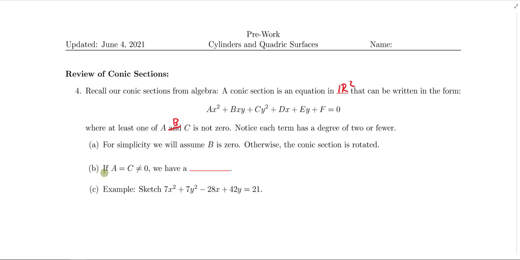So let's look at the case where a and c are equal to one another and not both 0. Then what type of object will we have? If a is the same as c, and we're assuming b is 0 here, then we would have a circle for this particular conic section.